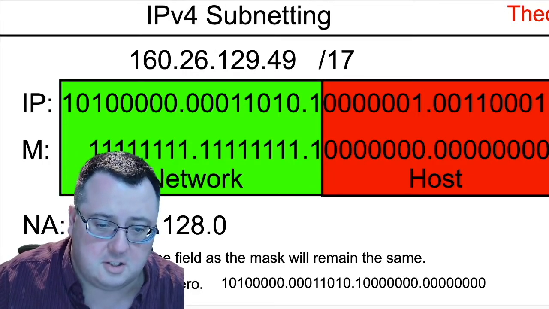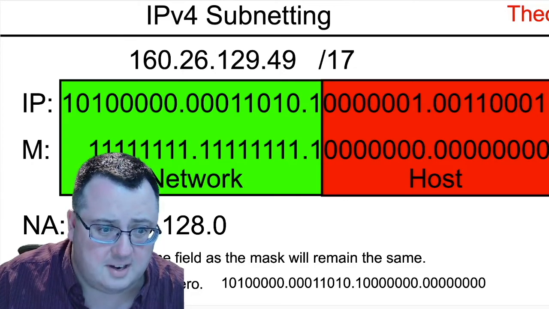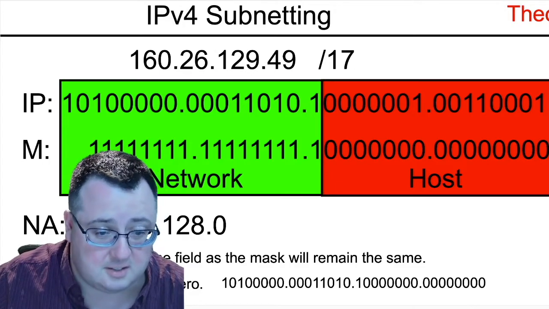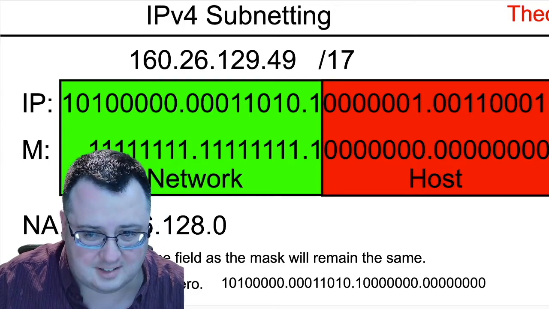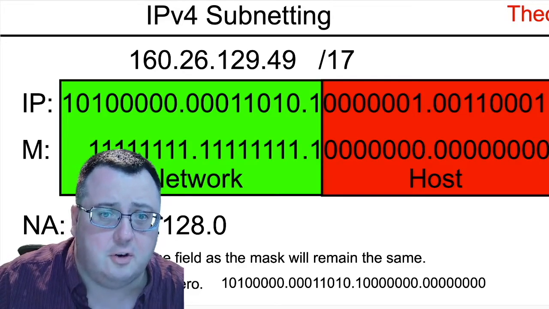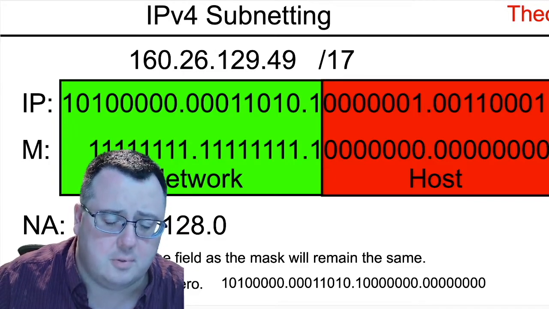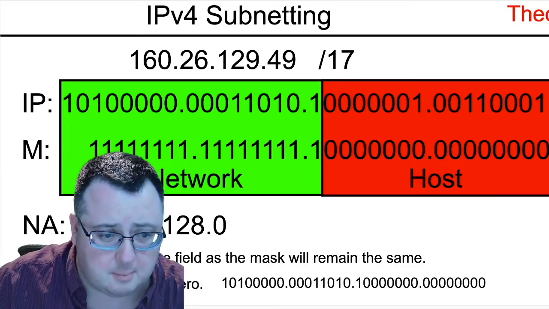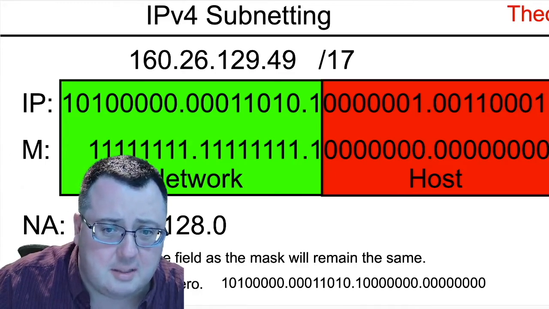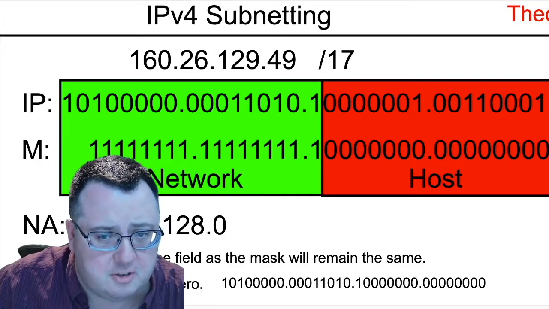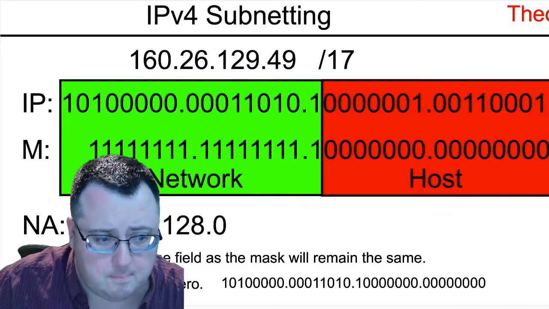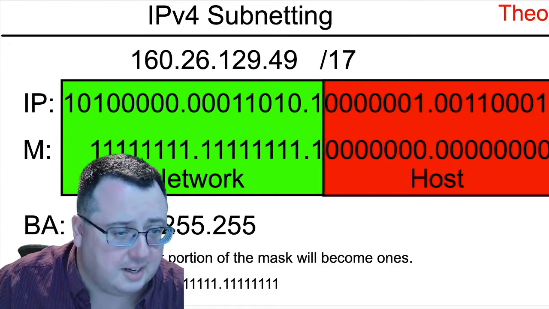So you will see that the network address is 160.26.128.0. The 129.49 is the host address that's going to be somewhere in this range. But we take the mask, we look at what's the same in the IP address, and that will become the network address. Okay.